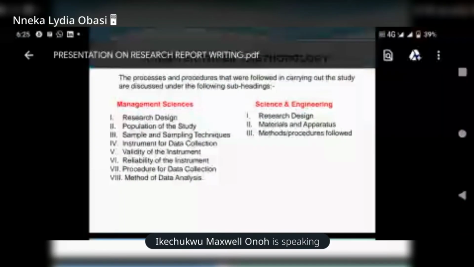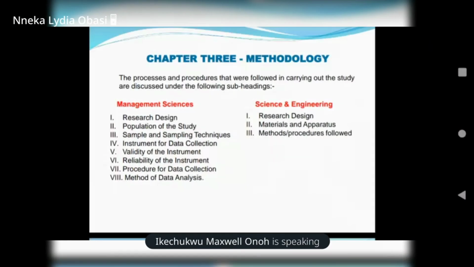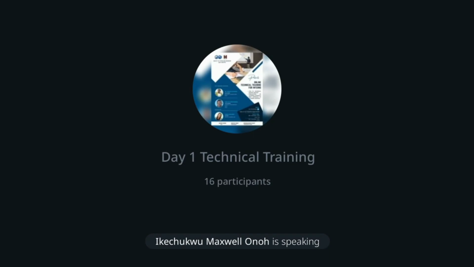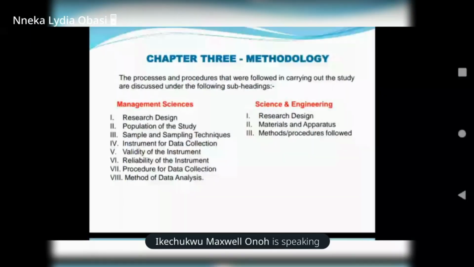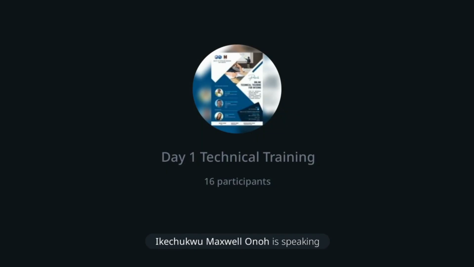And finally, the method of data analysis. For management sciences, we have different software like Excel, SPSS, and so on. For science and engineering, like I mentioned, Design Expert can help you in data analysis, and Excel can also help. When we say analyzing data, you can analyze it by plotting graphs, figures, and charts.